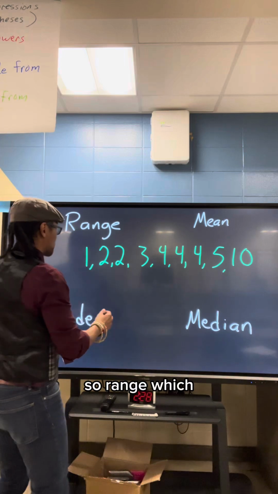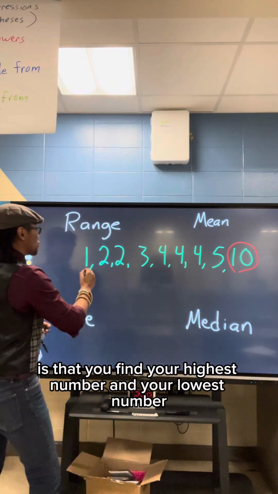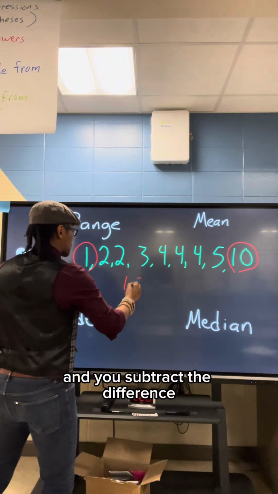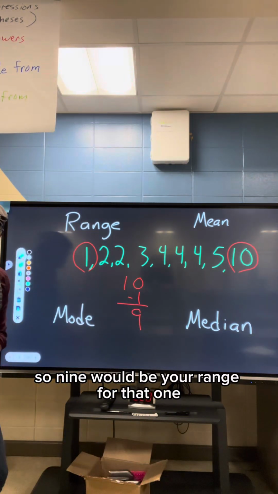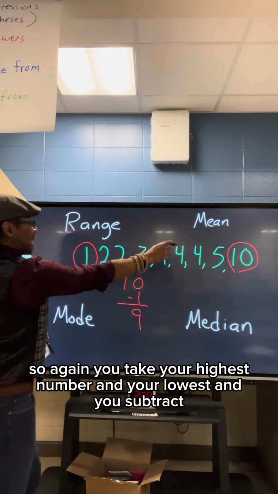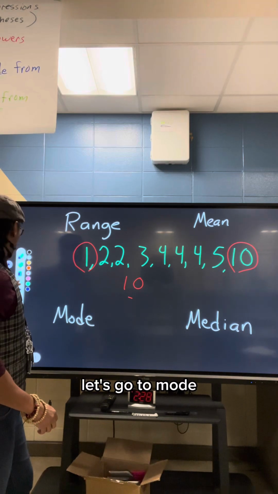So range, what you do for range is that you find your highest number and your lowest number and you subtract the difference. So 9 would be your range for that one. So again, you take your highest number and your lowest and you subtract. Let's go to mode.